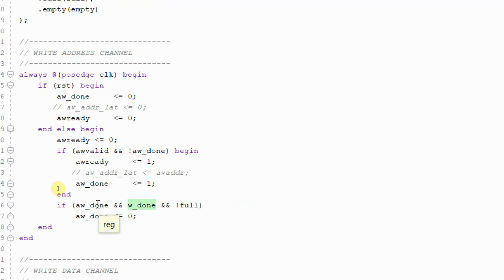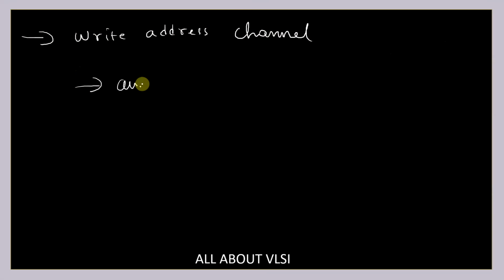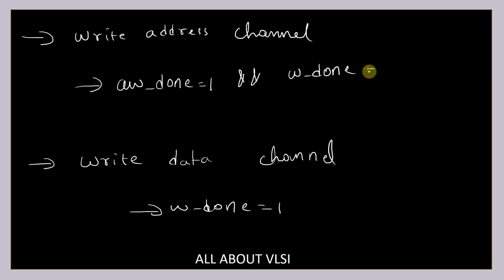So if you carefully observe, we have two channels over here: one is the write address channel and the other is the write data channel. In the case of my write address channel, I'm asserting my AW done equal to 1. And in the case of my write data channel, I'm asserting my W done flag to 1. And what I'm doing here, I'm checking my AW done and W done: whether AW done is equal to 1 and W done is equal to 1. And also one more condition I'm going to check is whether full is equal to 0 or not.